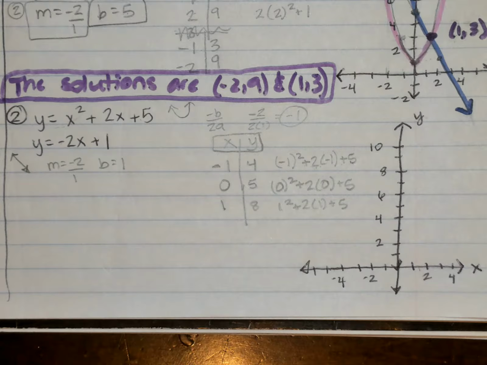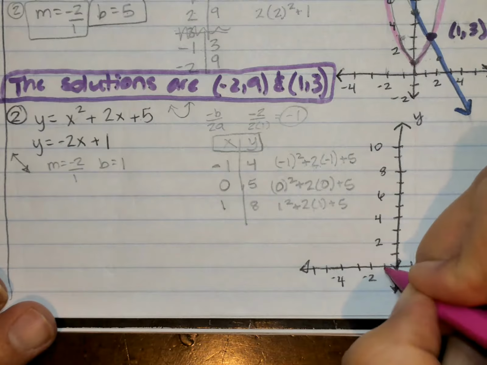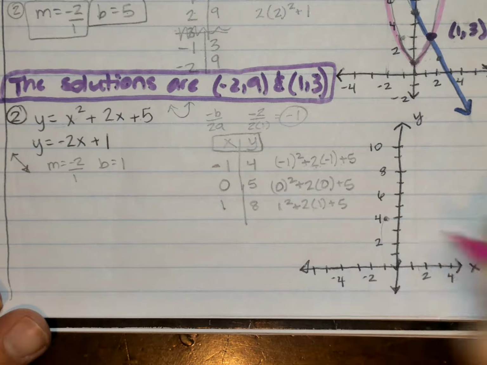So here I go. I'm just going to go ahead and plot these points. Again, be super careful. This matters. This is how we get our solution. X is negative 1, y is 4. Right there.